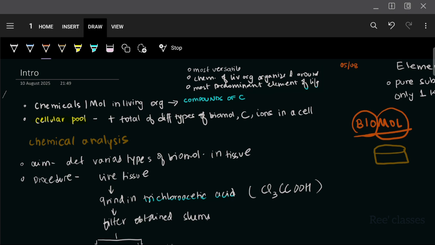organism. And here we come across this term cellular pool, right? This is basically the sum total of all the different biomolecules, the compounds, the ions that are present in a cell. We've come across terms such as gene pool, right? That means the sum total of all the genes that are present in a population. Likewise, cellular pool.